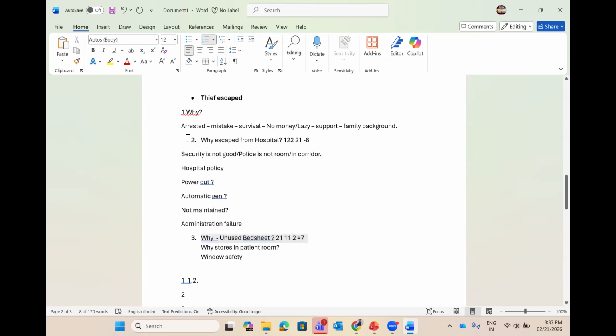Okay, this is my first project. Why escape from the hospital? The security, hospital policy, power cut, automated genset, and then it's not maintained, administrative failure. This is my first project. I'll select this and then fix it. Once it is done, I'll give a responsibility to my team and then go and fix this problem. Once that is done, then I'll go here. Okay, why am I keeping the storage here? What is window safety? This I'll take as a second priority. So what will happen if I do this too?